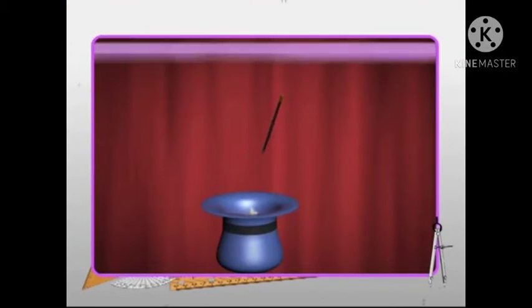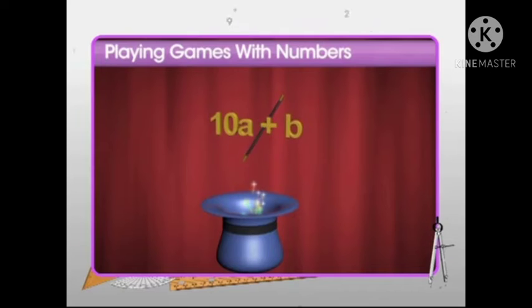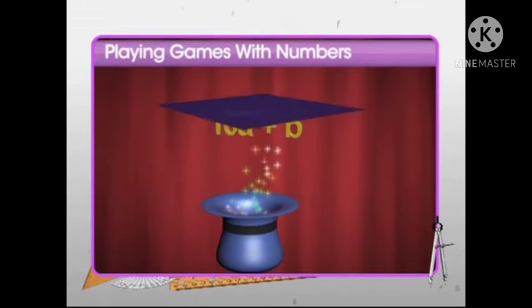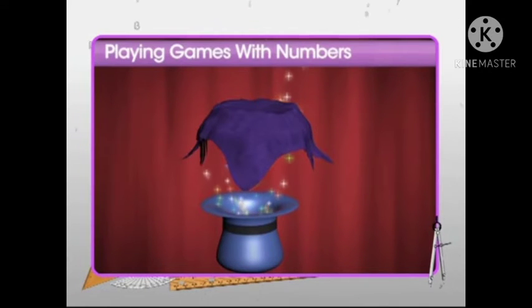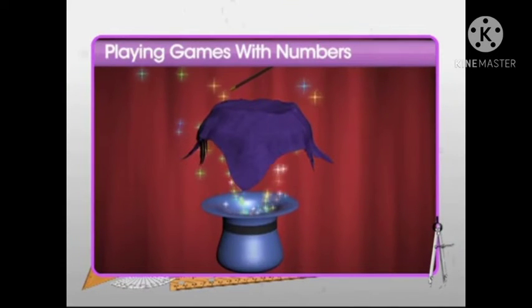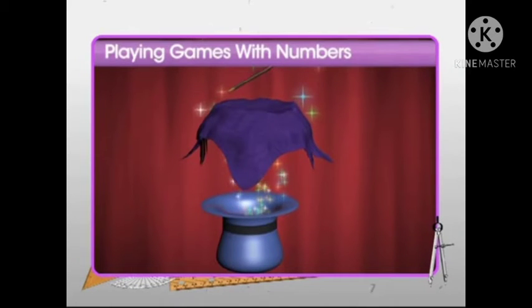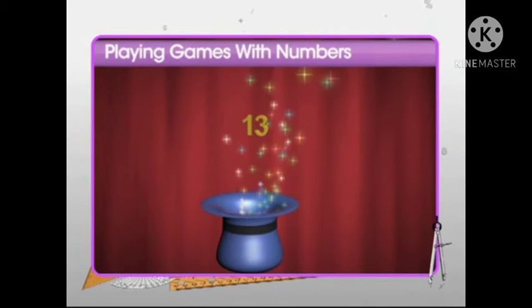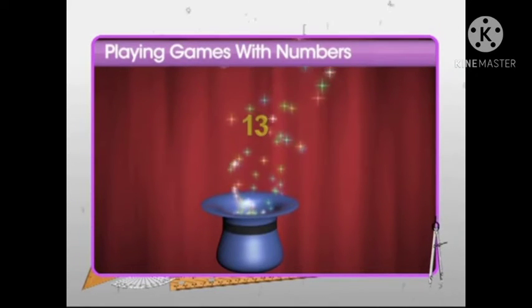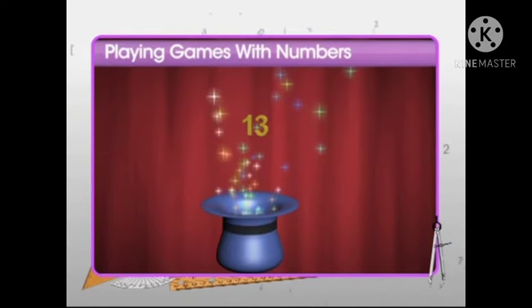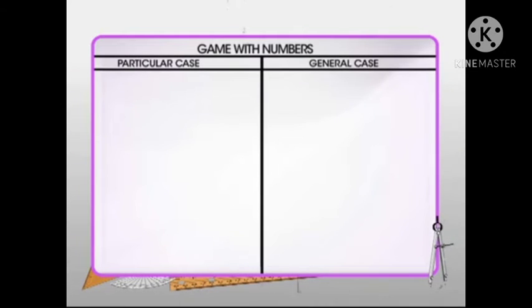Did you know that you can use general forms of numbers to play number games? Here is one such situation wherein no matter which number the other person thinks of, just by performing a particular set of calculations, you can guess the answer. It will always be 13. Like a magic spell. Don't believe it? Let's see how. Let's play this game.